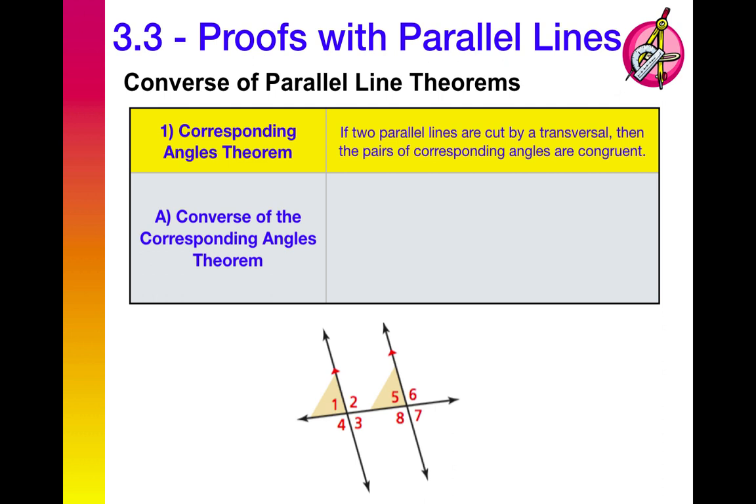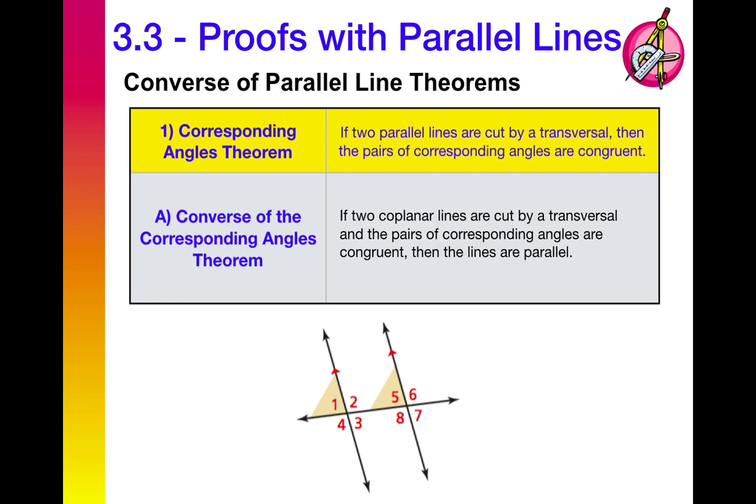The converse says that we don't know if these lines are parallel, but we do know that we have two coplanar lines that are cut by a transversal, and the angles 1 and 5 are congruent. If that's all true, then we know that these lines have to be parallel. So the way that we could phrase it is, if two coplanar lines are cut by a transversal and the pairs of corresponding angles are congruent, then the lines are parallel.